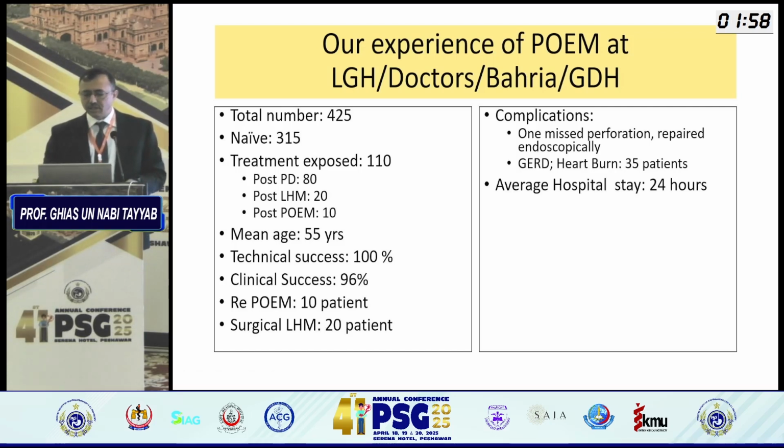How many cases have we done up till now? At Gulab Devi Hospital, we've done about 425 cases. 315 were naive, 110 patients were treatment exposed. Out of them, 80 had pneumatic dilatation. Mean age was 55 years. Technical success was 100%, with clinical success of 96%.